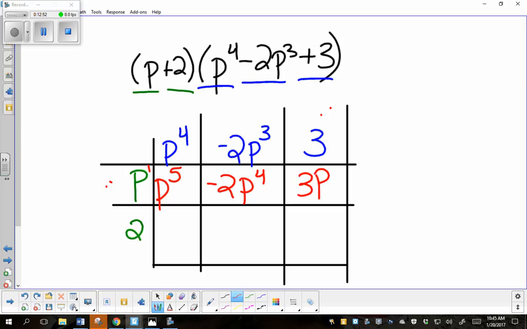And now we've got 3 more things to fill in on this grid. So let me switch colors here. I'll use purple. On the bottom, so this one is where the 2 and p to the 4 meet. So this is 2p to the 4. I got those from right there and right there.